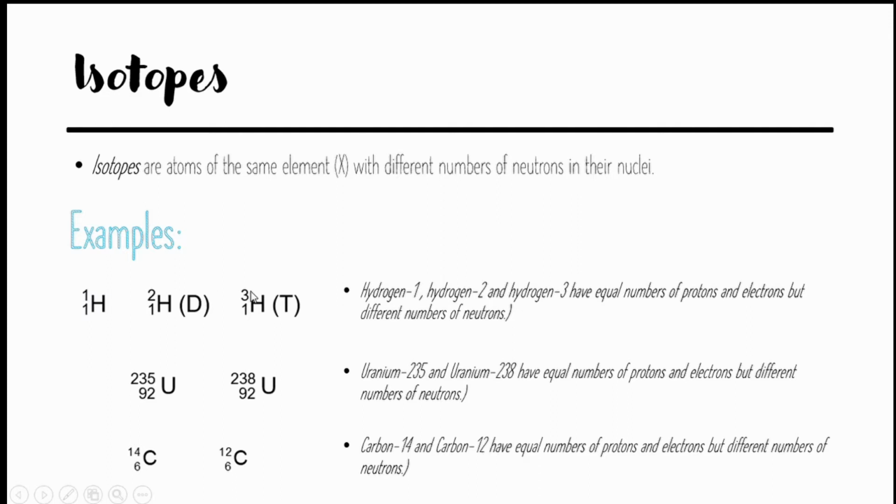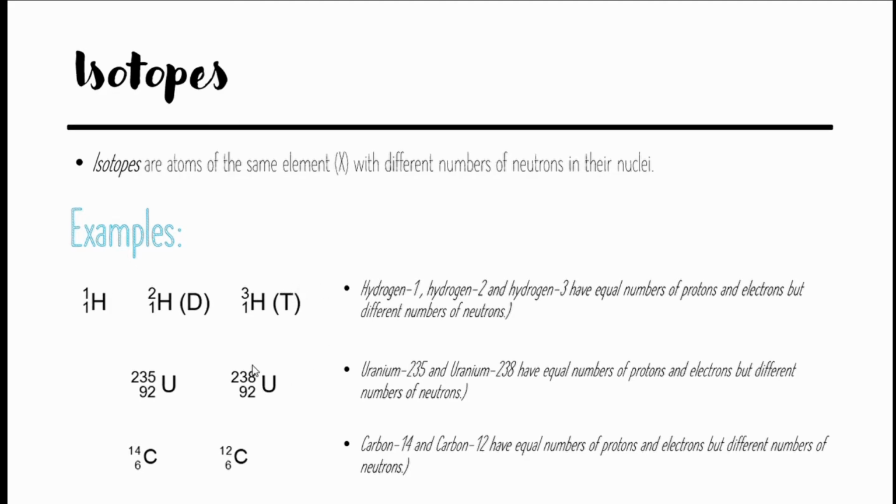They have equal numbers of protons, 1, 1, and 1. And for neutral atoms, they have the same number of electrons, 1, 1, and 1. But they have different numbers of neutrons, since their mass numbers are different.